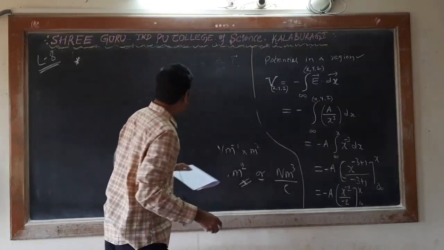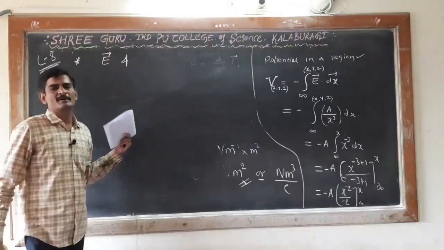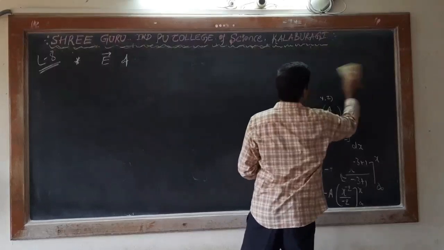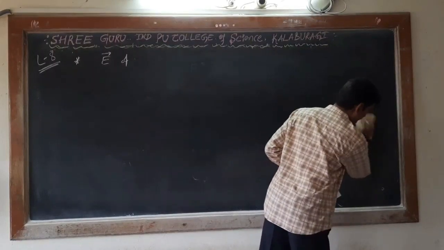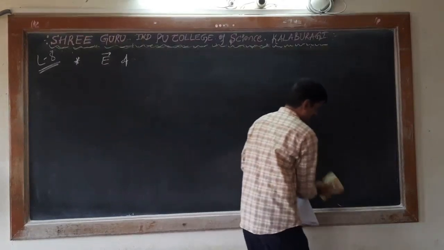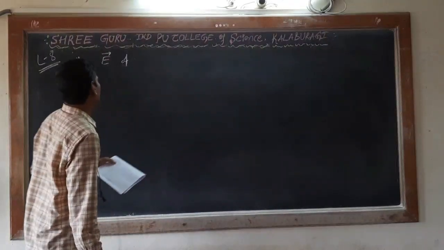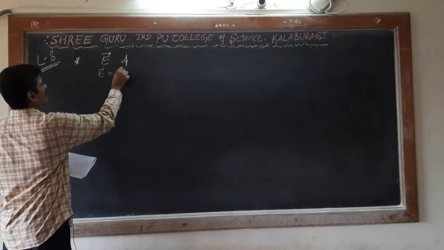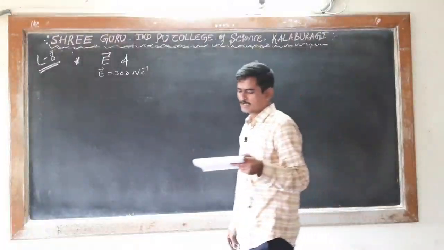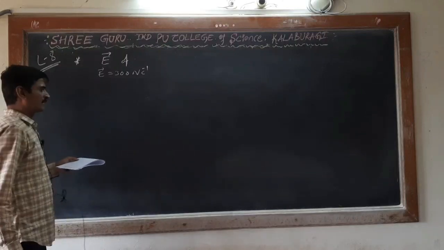A uniform electric field vector E of 300 Newton per coulomb is directed along the negative x-axis.